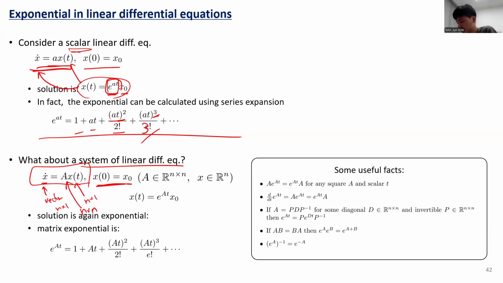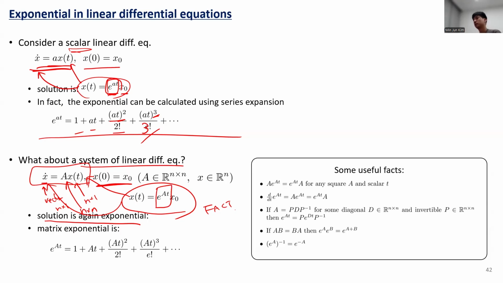And here's the initial condition. And the solution is again exponential. That's a fact. I'm not going to derive it, but that's a fact. Actually, if you plug this one into here and here, then you can see that the left-hand side and right-hand side are the same. But some of you may wonder what a matrix exponential is, right?